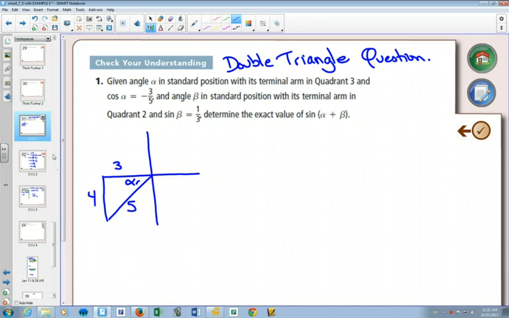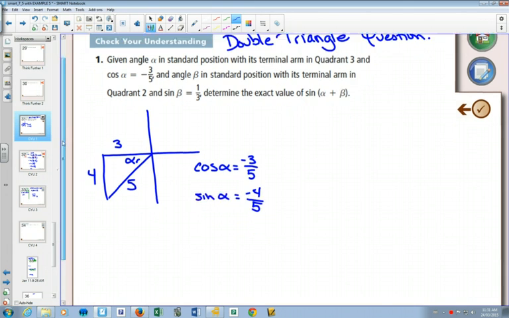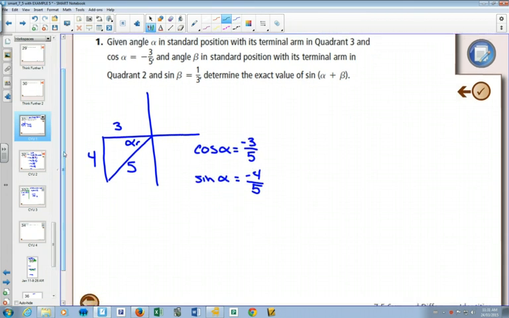So now, we already knew cos of alpha was -3/5. You now know sine of alpha as well, also negative because it's in quadrant 3. But you know that sine of alpha is -4/5. There's our first triangle. We also have enough information to draw a triangle for beta.